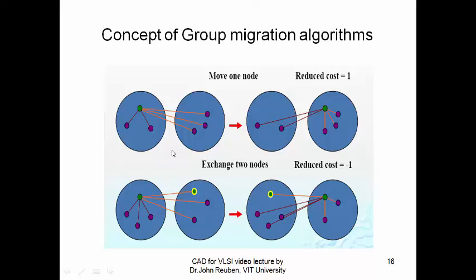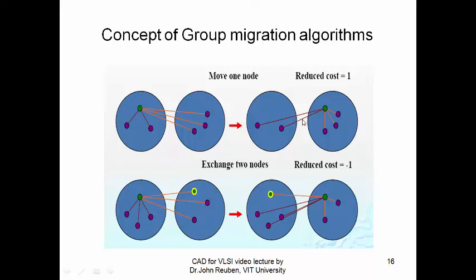You can see that this node has three nets to the other partition, so we can say that the cut set is three. Supposing this node is moved across to this partition, the cut set has become two now, because I have moved this node across to the other partition. These two connections which were internal have become external, so they form the cut set, and these three connections which were the cut set have become internal, so they don't contribute to the cut set anymore. So you can see that the cost has reduced.